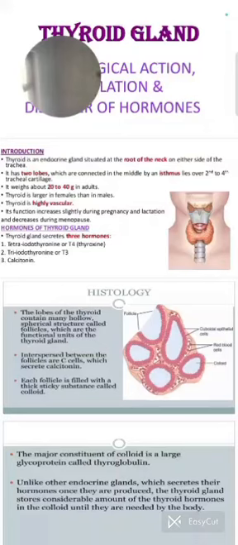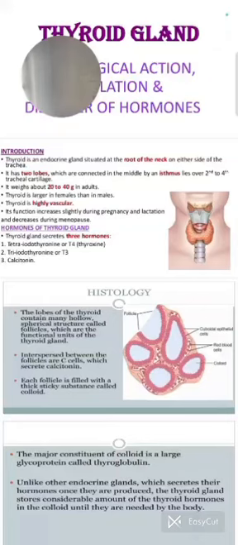It weighs about 20 to 40 grams in adults, and the thyroid gland is larger in females when compared to males, and it is highly vascularized. Its function increases slightly during pregnancy and lactation, but it decreases during menopause.